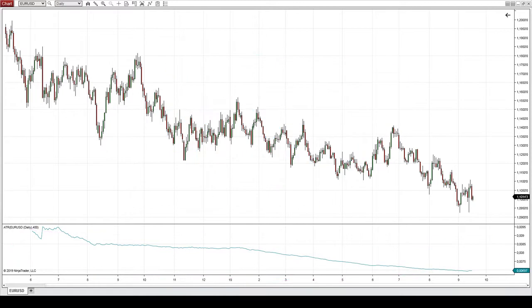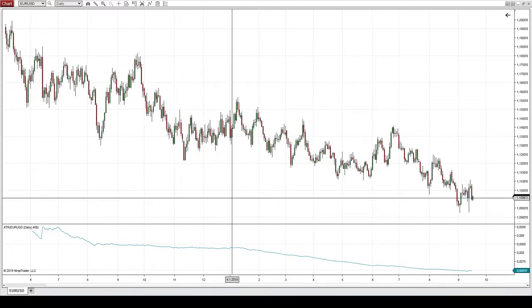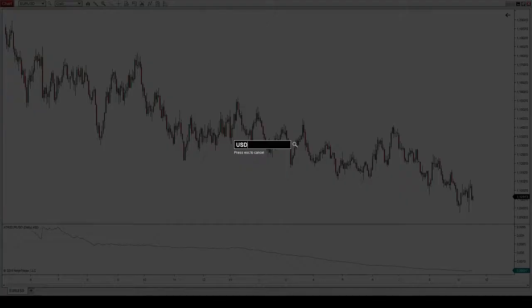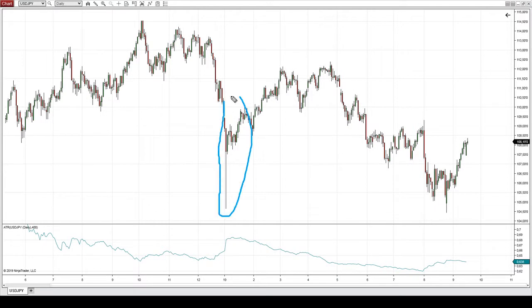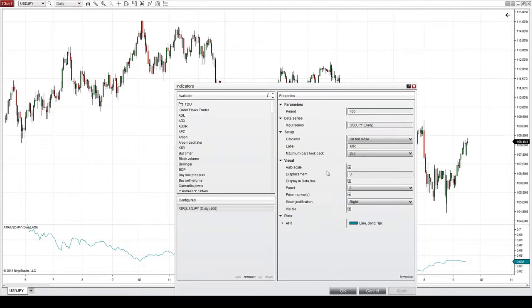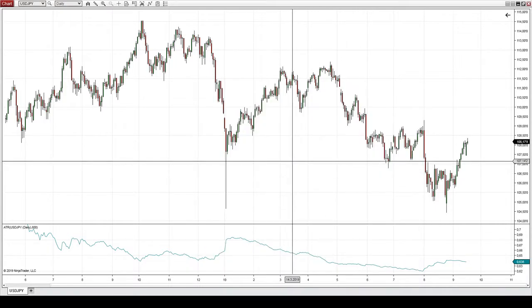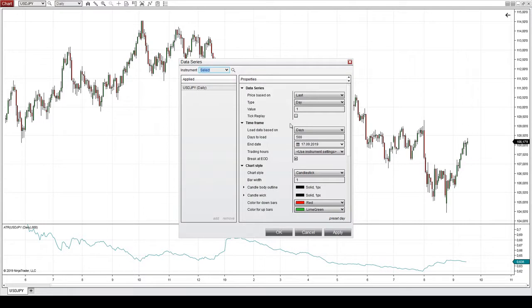Let me show you the same thing on some other trade instrument. Let's go, for example, to US dollar Japanese yen. Again, I loaded 500 days. As you can see in here, the volatility has increased drastically. What you can do to soften up this ATR a bit is to use longer period. So we go to indicators and we can use higher period, for example 800, and we load more days. So let's load 1000 days.